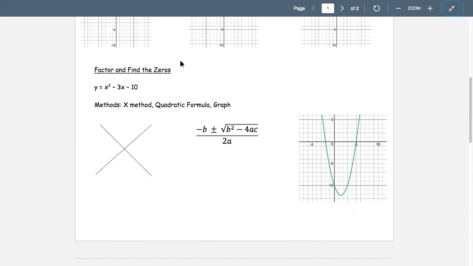Because the x squared doesn't have a number in front of it. Perfect. So the coefficient is a 1 in front of the x squared. So I'm going to put my b value, -3, at the top of my x, and -10 at the bottom. So I'm trying to figure out what would add to get me -3, but multiply to get me -10.